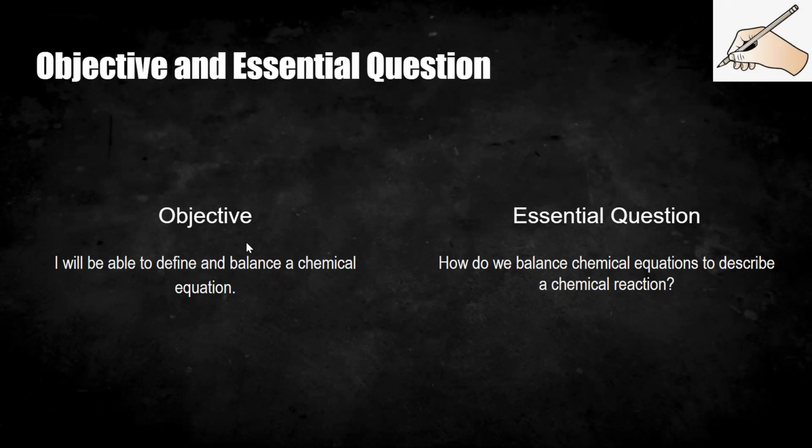Our objective today is to be able to define and balance a chemical equation. And our essential question is, how do we balance chemical equations to describe a chemical reaction? You should try to answer this essential question in the summary at the end of your notes from this video today.